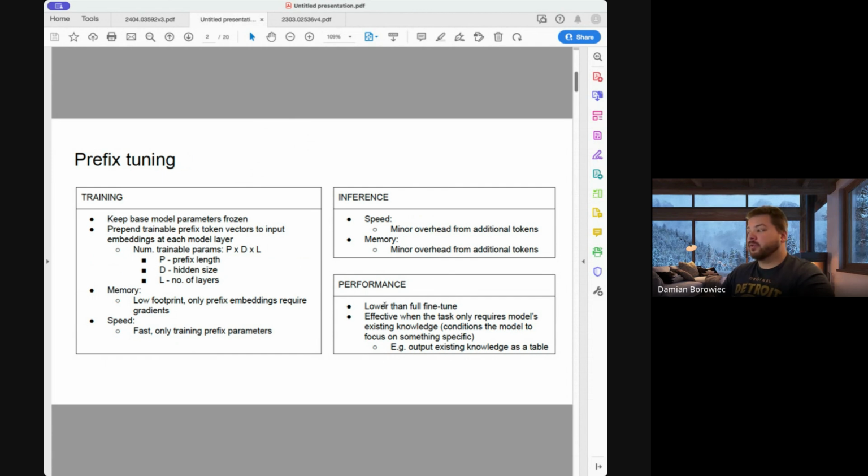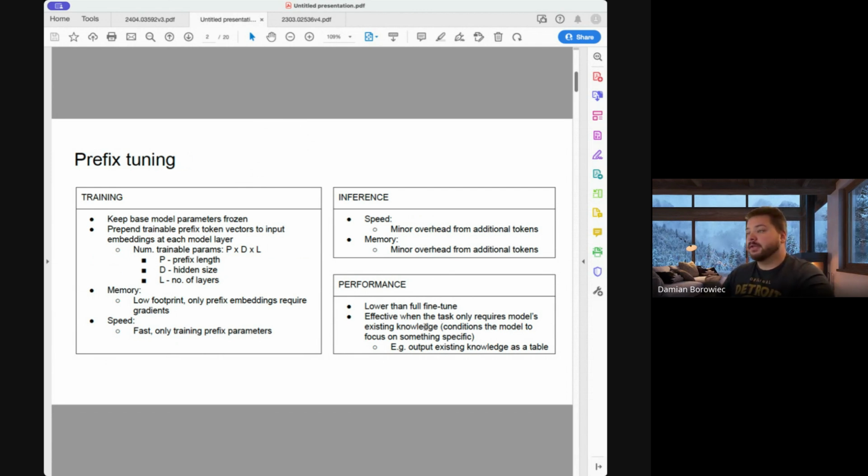The performance is lower than the full fine-tune because we cannot make use of all of the parameters of the model. But it's quite effective when the task only really requires reshaping the existing knowledge within the model, or rather conditioning the model to focus on something specific.